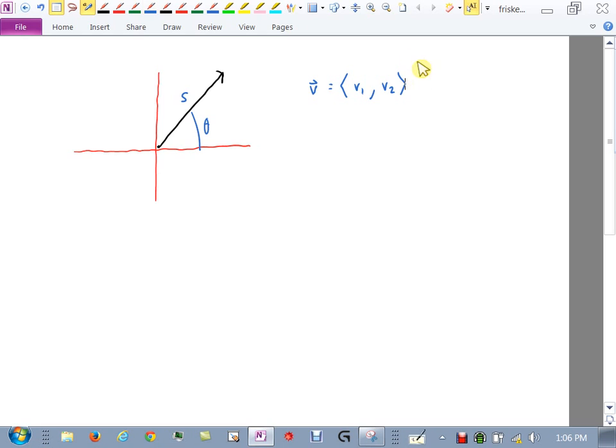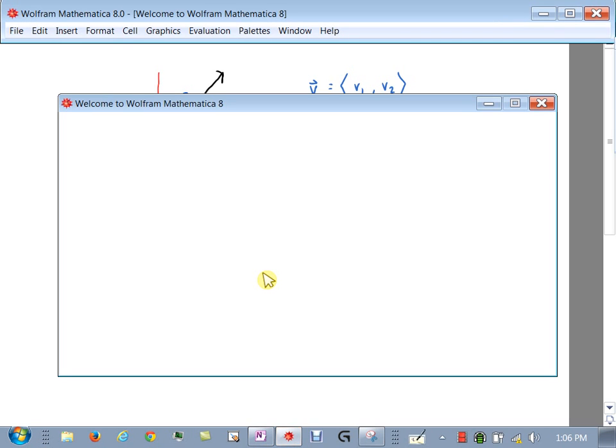All right, we are going to move on. We finished 10.3, so we're going to move into 10.4.